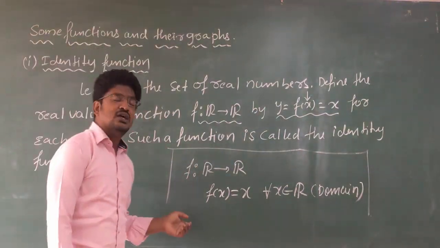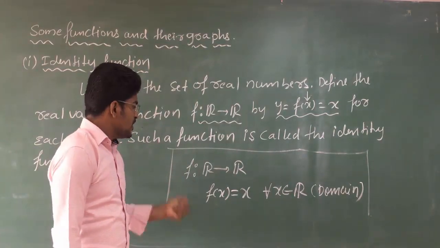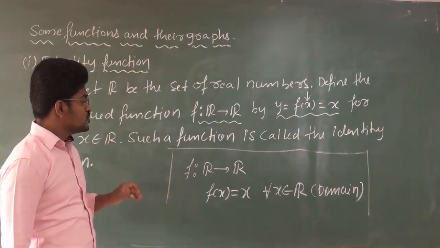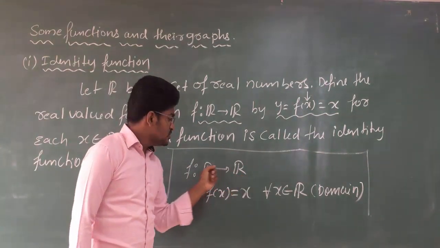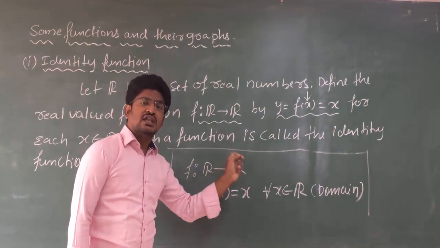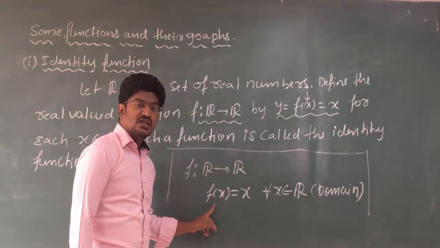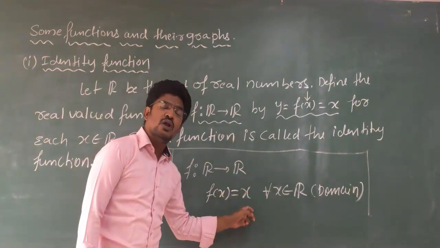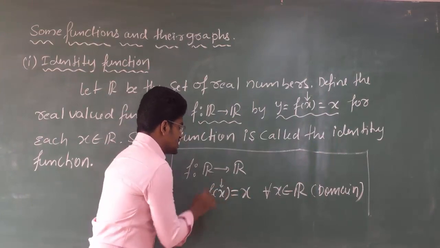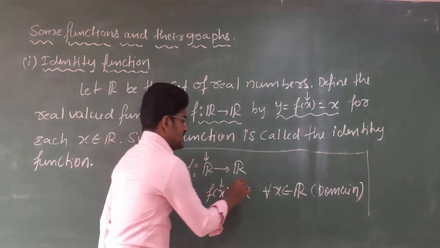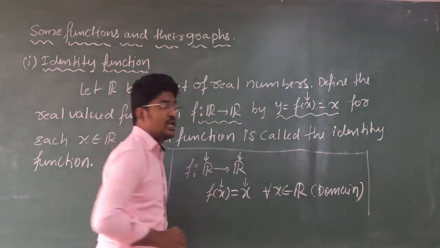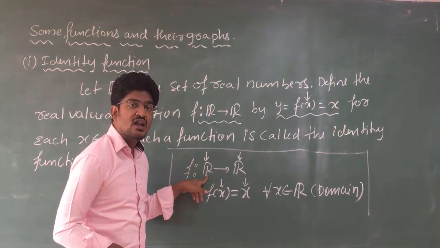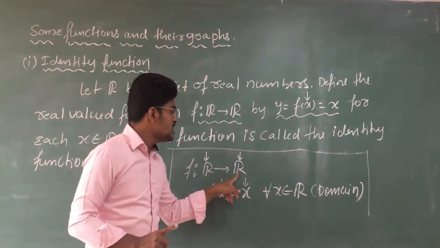Okay. Graph I will draw and explain. No worries. But first you understand this. This is what is written here. Are you getting my point? So f from R to R means domain and codomain are both real number sets. The function is defined as f of x equal to x. This x is from the domain and this x is from the codomain. Are you clear? So the value which I have taken from this R will be the same value in the codomain.